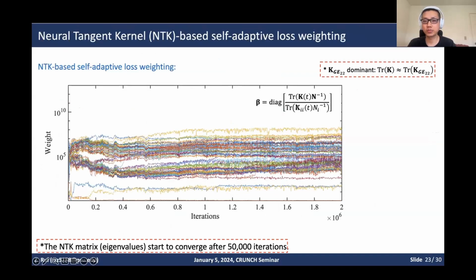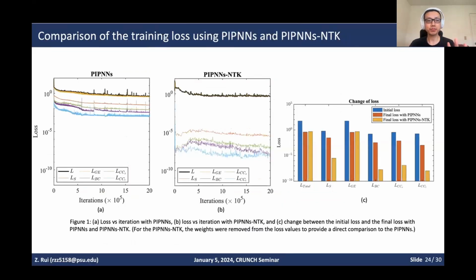Based on the equations we proposed previously, we can get the weights, which change dynamically over time. As shown here, it is almost converged by 50,000 iterations, and then it reaches a very stable level. With these adaptive weights, the next question is: does it really improve the accuracy of the framework? So the next step is to compare PINNs with and without the NTK.